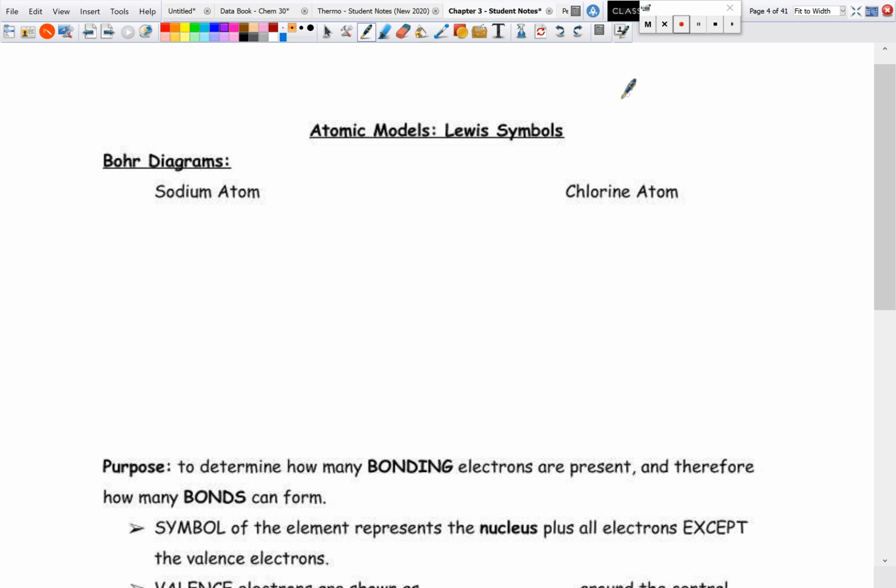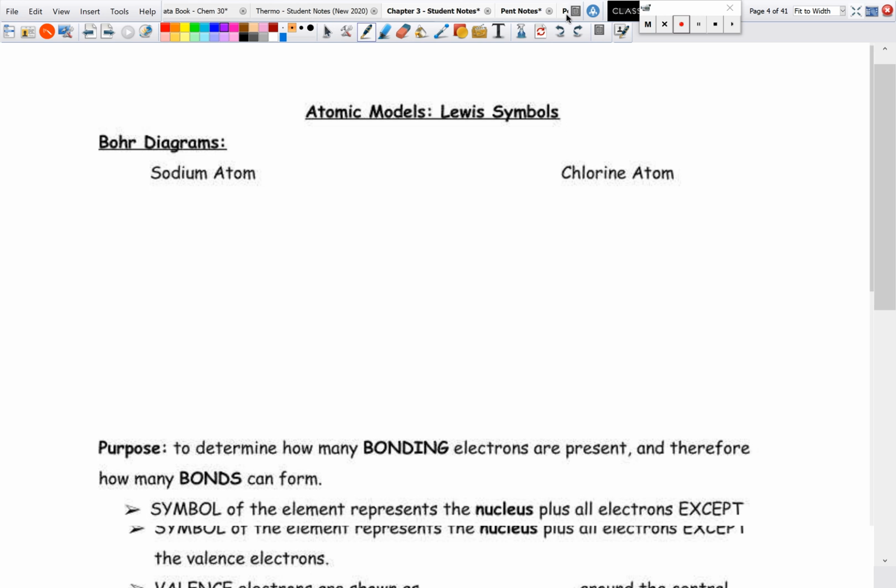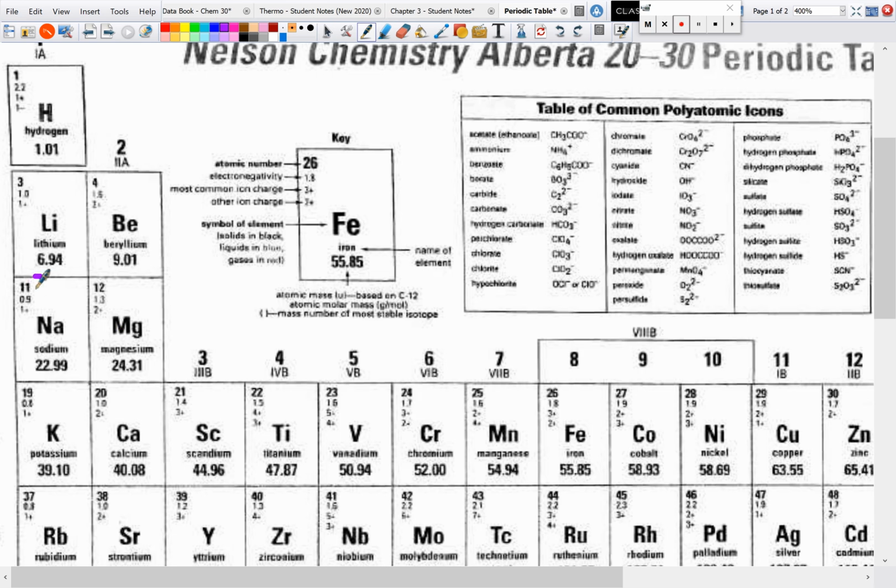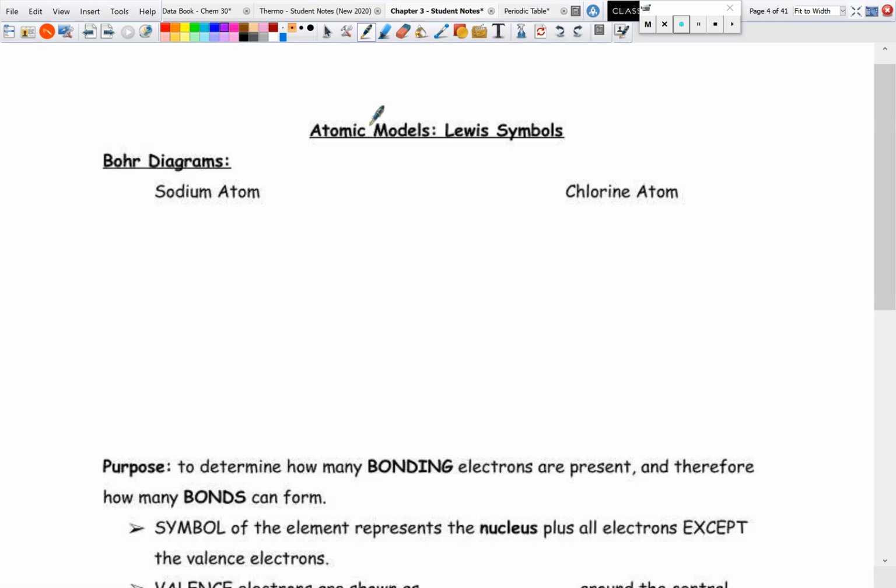So remember, in order to draw a Bohr model, first we need to figure out the atomic number, or how many protons are in the nucleus. For sodium, the atomic number is 11, therefore there are 11 protons in the nucleus. So I'm going to start in the middle with protons equals 11, and we have our nucleus. Now I'm going to draw the energy levels around it, so I'm just going to use a different color.